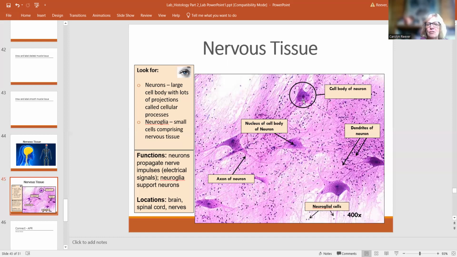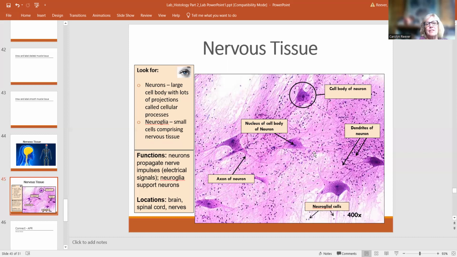Then these long things, what are those? Is that the axon? The axon. And what does the axon do? It sends information. Yeah, and it's going to send either to another nerve cell or to a muscle cell or to a gland. It could send information to pretty much any other tissue.